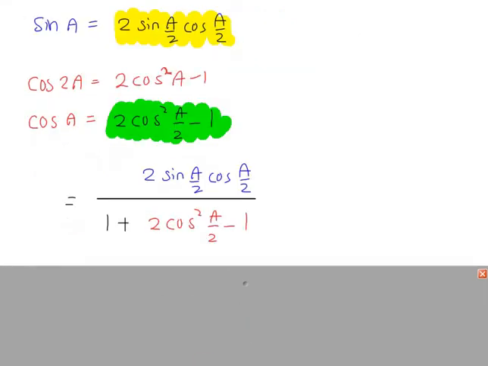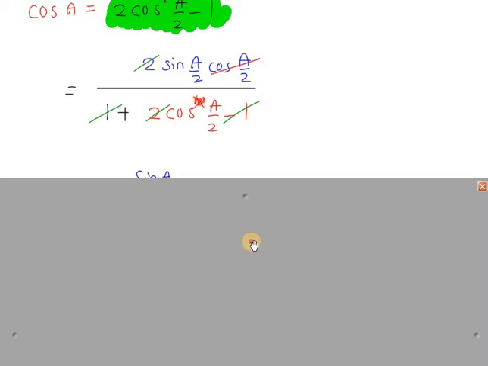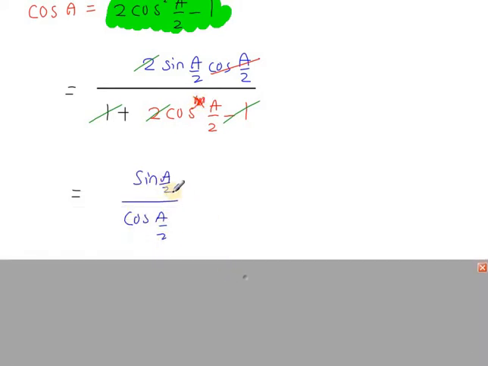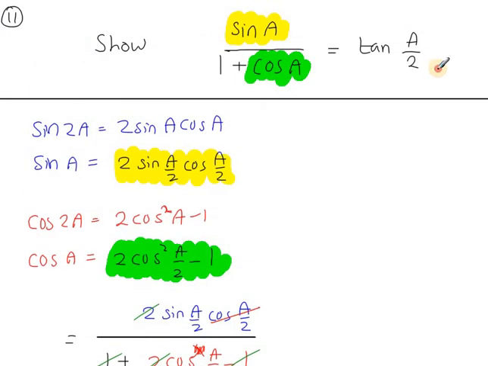Okay, so that gives us this fraction, and that 1 and that minus 1 will cancel, that 2 will cancel with that 2, and then we can cancel a cosine half A with a cosine half A here. That's a squared one, so something from the top with something from the bottom will cancel. So I'm doing this, that square has gone, simplifying, same angle, sine over cos is tan, and that's what we were trying to show from the beginning.